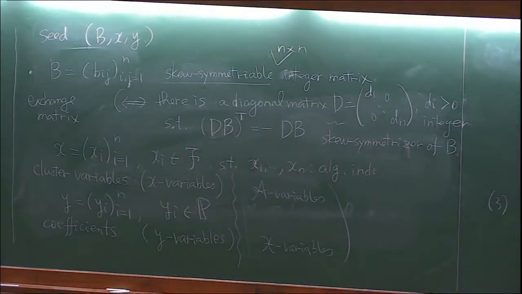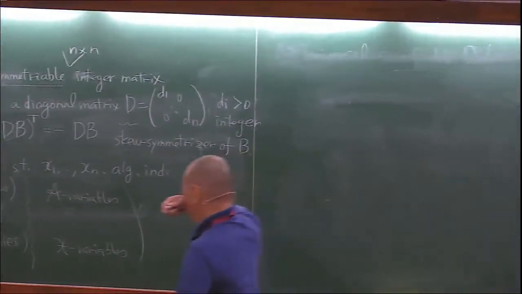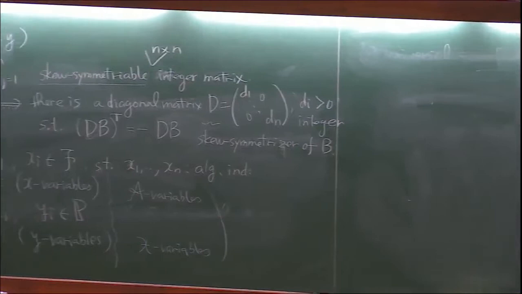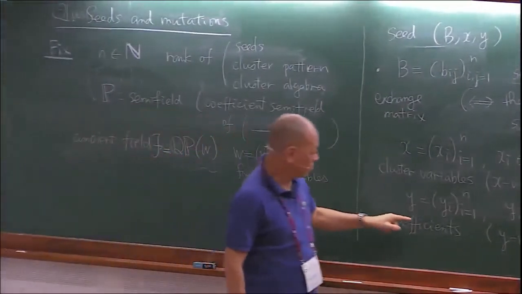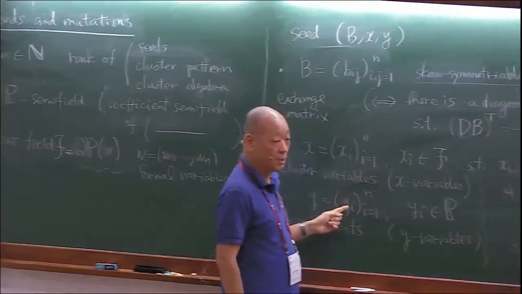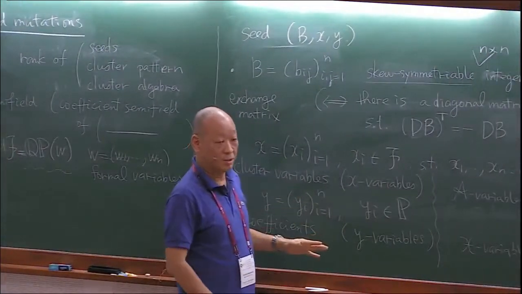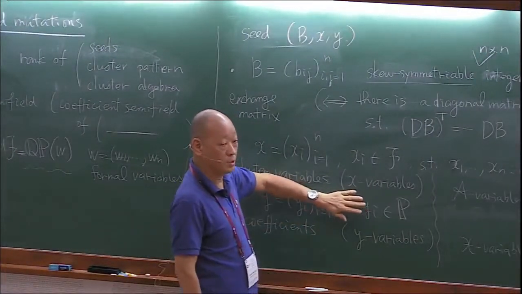Anyhow, that's one thing. And once you have a seed, or the notion of a seed, you make a mutation. By the way, if you choose this as a trivial semifield, then y is always 1, and you can somehow ignore it. So this is the situation where Jacob was talking.